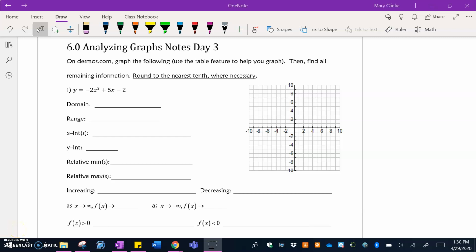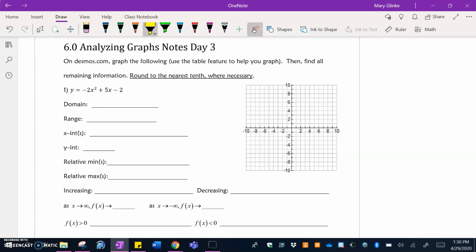Hi, we're working on analyzing graphs on the day 3 notes. So in the past, what we've done is we have been given a graph and we're supposed to analyze the graph. For these ones, what we're going to have is an equation, and we're not going to have the graph given to us, but we actually need to graph it first and then use the graph that we've generated to analyze it afterwards. So looking at this one, right now, it's not the best to graph this by hand.